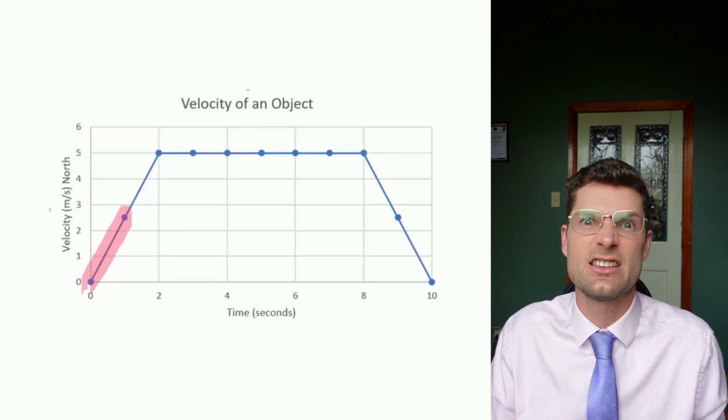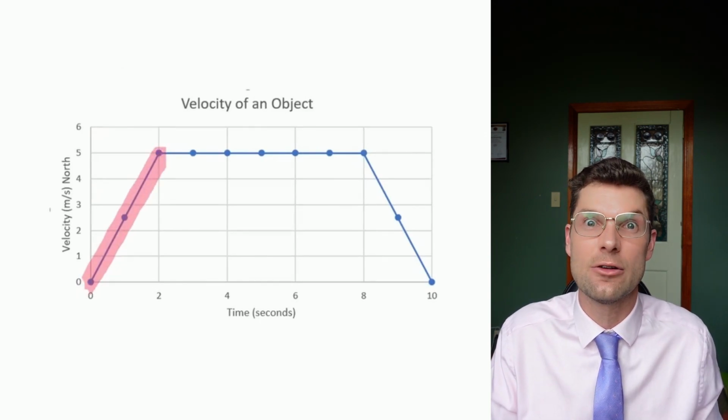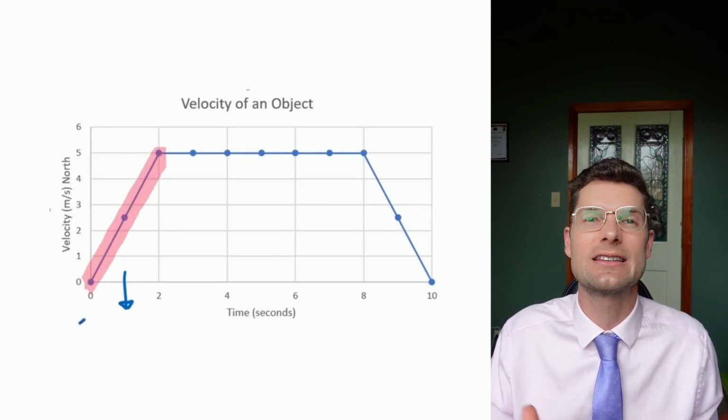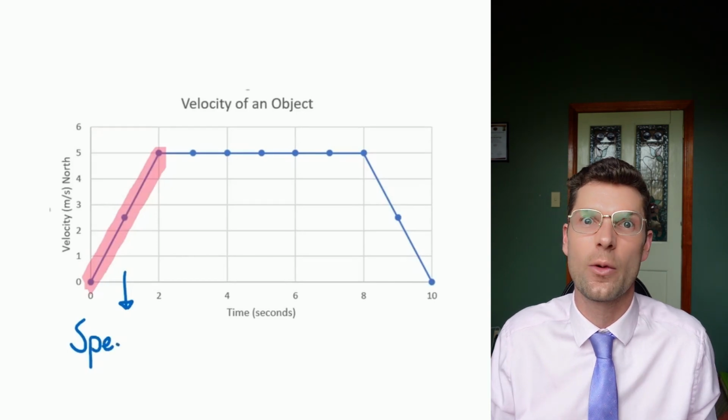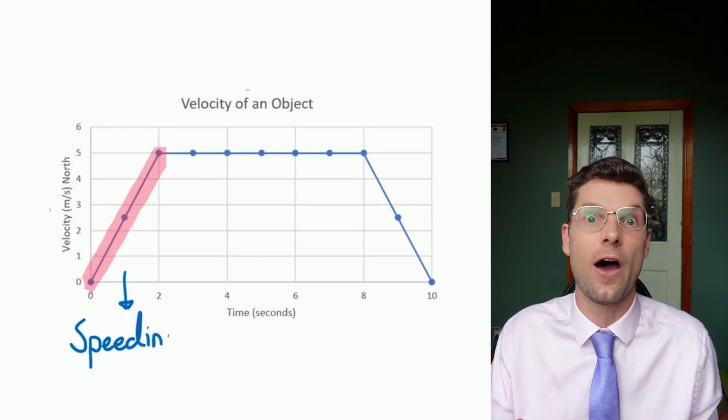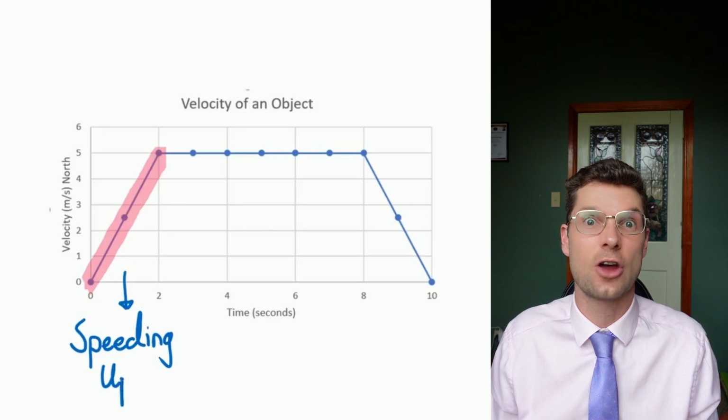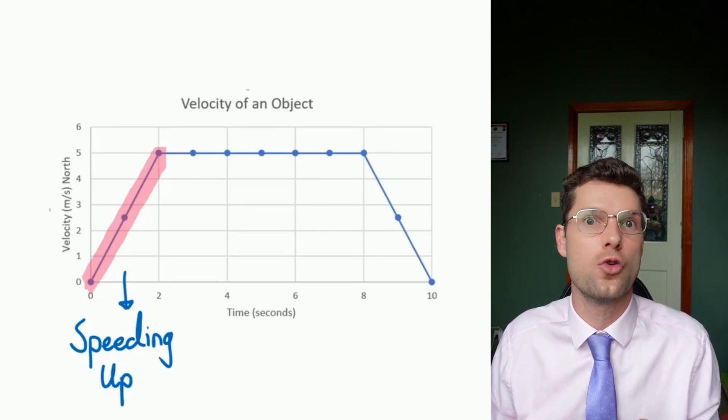So at the very start, let's just talk through what's happening. From 0 seconds, we're not actually moving and we're accelerating for 2 seconds. We go from 0 meters per second to 5 meters per second. And in that time, we are moving faster in the northerly direction.